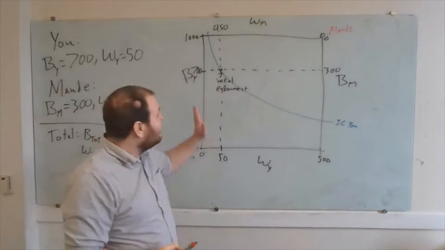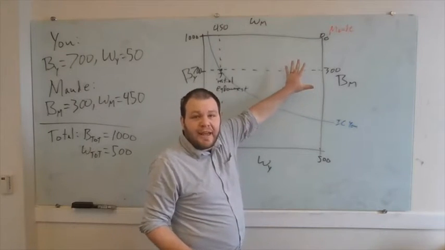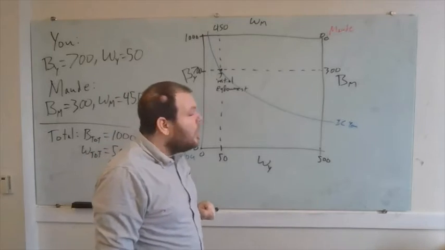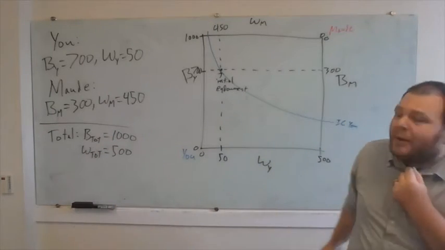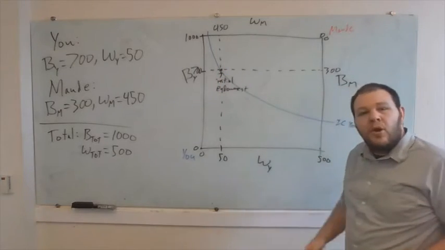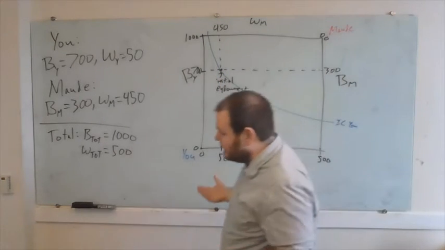Cool, right? So I can say everything up here is better than your initial endowment, everything down here is worse than your initial endowment. Well, what if I wanted to do the same thing for Maud? I want to know for Maud, what's better and what's worse than her initial endowment? Well, I can do the same thing. I can draw her indifference curve.